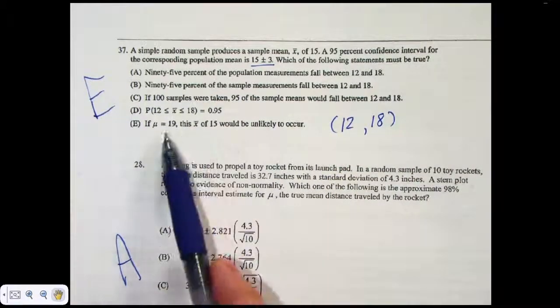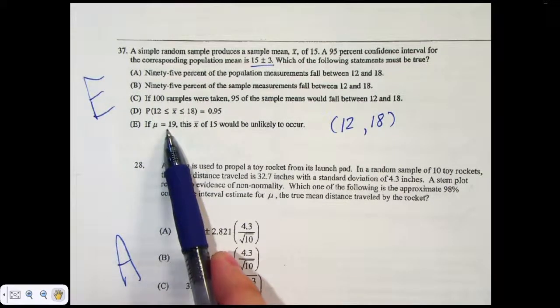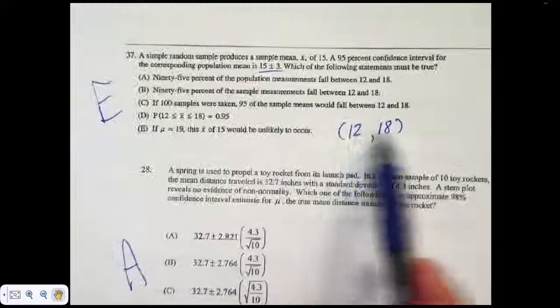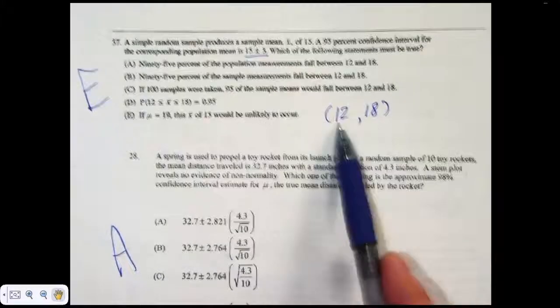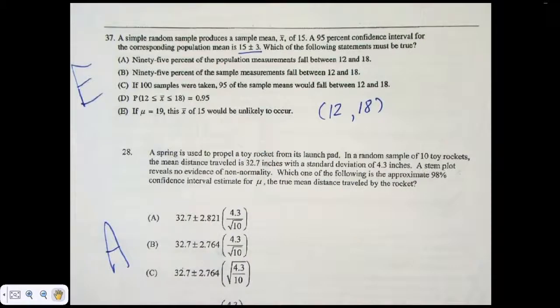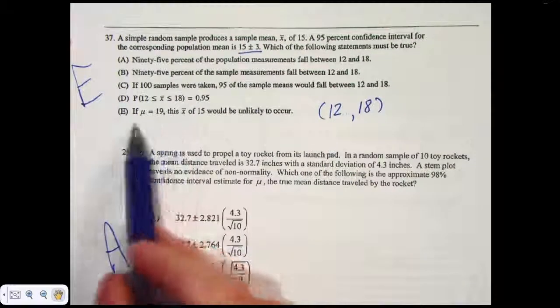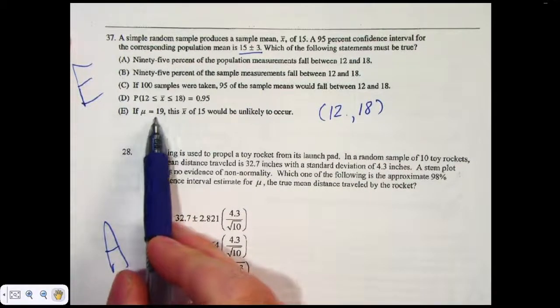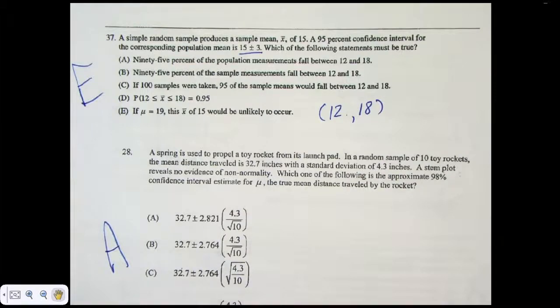So when they tell me this, if mu is really 19, would this have been likely to occur? Well, if I'm pretty darn sure that this captures the true mean, and the true mean is 19, do these two things make sense together? They don't, because 19 is not in this interval. If this were 17, 16, 15, 14, 13, 12, fine, because we're in there. But since we're not, those things don't really go together.